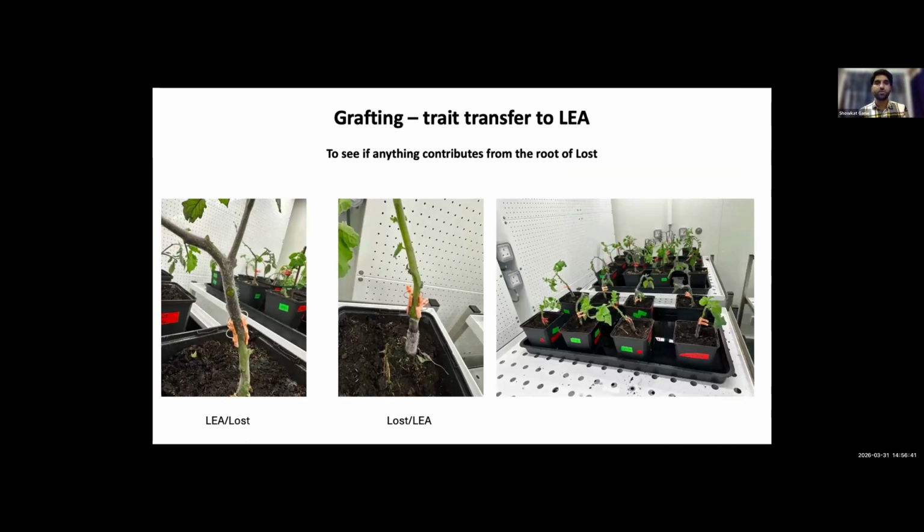Lastly, we wanted to know if this high photosynthetic capacity trait in the wild species, Lost, could be transferred to the cultivated species, Lea, through grafting, and to see if there's anything in the roots of the wild species that could contribute or transfer this trait to the cultivated species. So this is an example where we grafted the cultivated species on the wild species, and here we grafted the wild species on the cultivated species, and these are the different combinations.